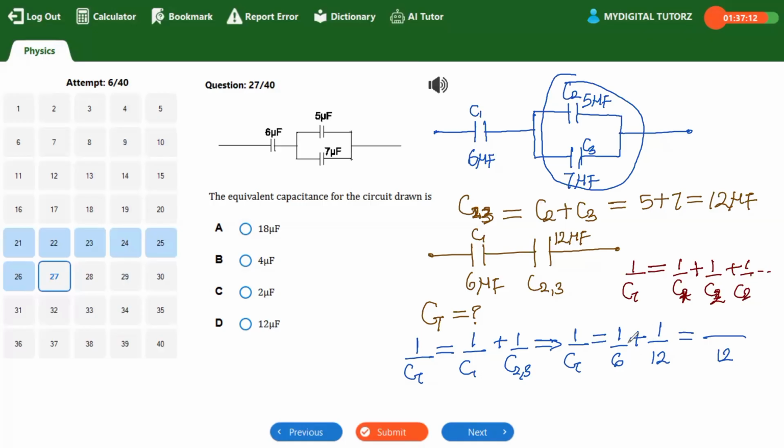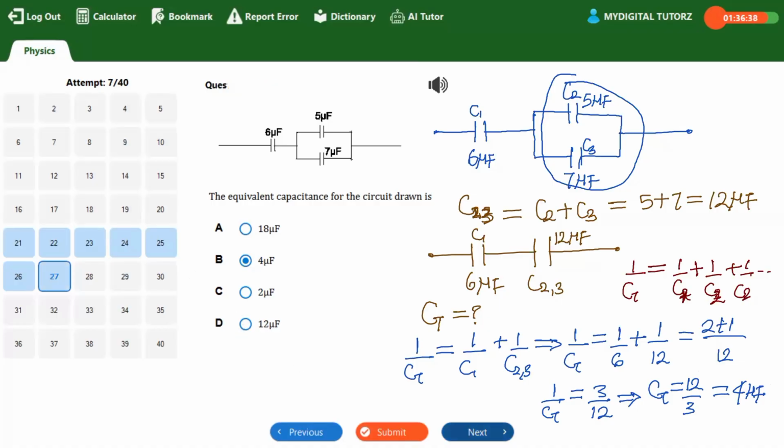6 in 12, that will be 2. 2 times 1, I have 2. Plus 12 in 12 is 1. 1 times 1 gives us 1. Therefore, 1 over C total is equal to what? 3 over 12. If you cross multiply or find the reciprocal of the value, our C total will be equal to 12 over 3, which is 4 microfarad. Exactly. So that is the answer to question 27, and that is option B.